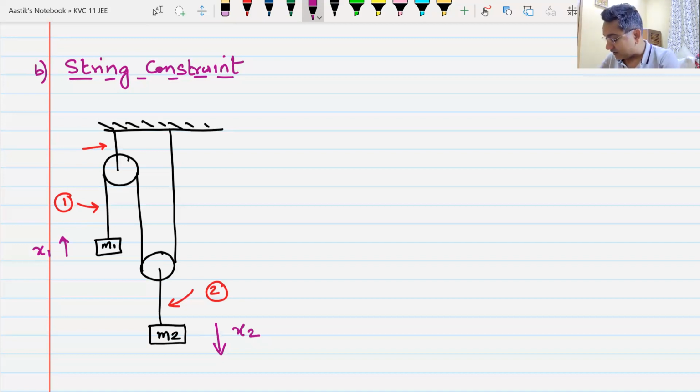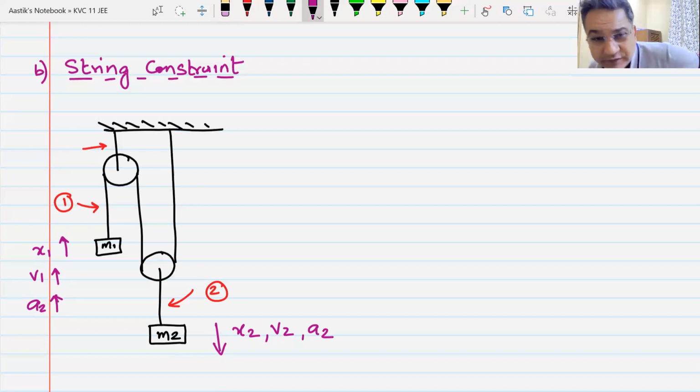Whatever is the relation between x1 and x2, in this case, the same will be the relation between v1 and v2. Do you understand what the meaning of v1 and v2 is? v1 is the velocity of the first block upwards. v2 is the velocity of the second block downwards. The same will be the relation between a1 and a2. I am drawing it downwards. If I get the relation between x1 and x2, that will be the relation between v1 and v2, and that should be the relation between a1 and a2. How do I get it?